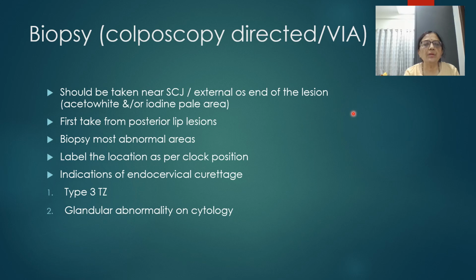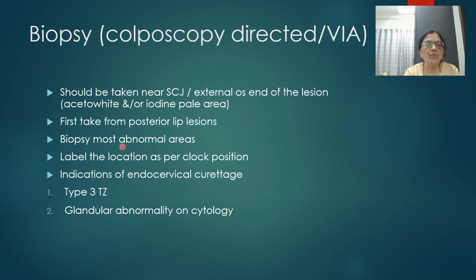Then when we take the biopsy, either colposcopy directed or as a VIA, if colposcopy is not available, it should be taken near the squamocolumnar junction or external os, end of the lesion, because here the CIN is most severe. Whenever there is acetowhite area or iodine pale area, then its end, which is nearer the external os, should be the site selected for biopsy. We should be taking first the biopsy from posterior lip lesions so that these lesions are not obscured by the bleeding, which starts if we first take the anterior lip. So first finish off biopsy from the posterior lip abnormal areas, then move to the anterior lip.